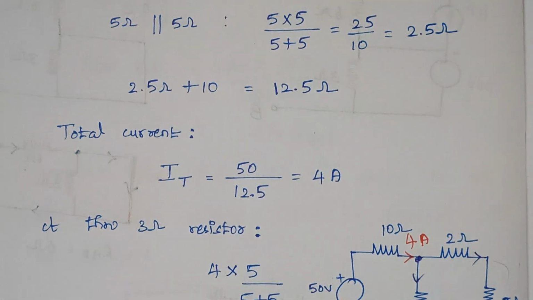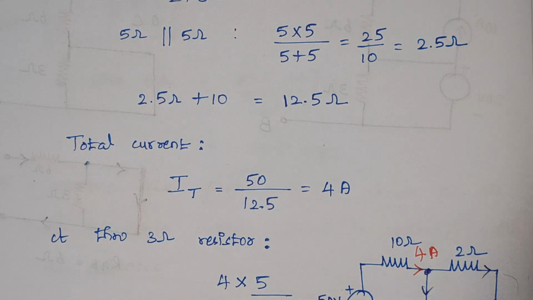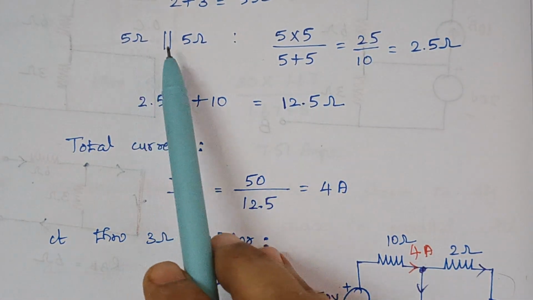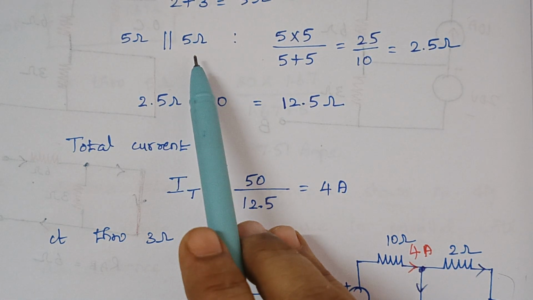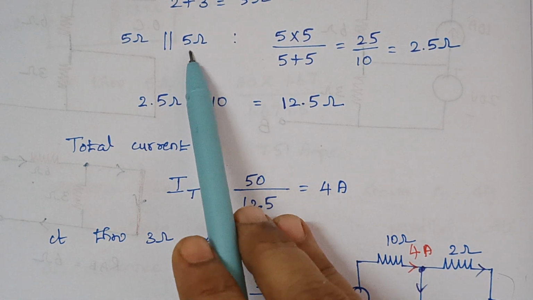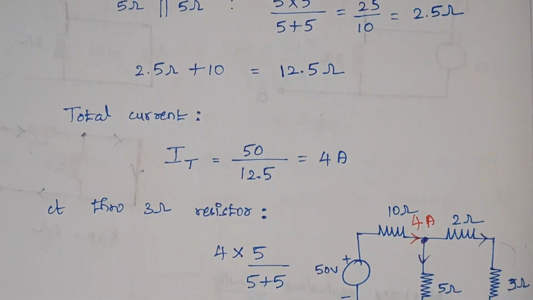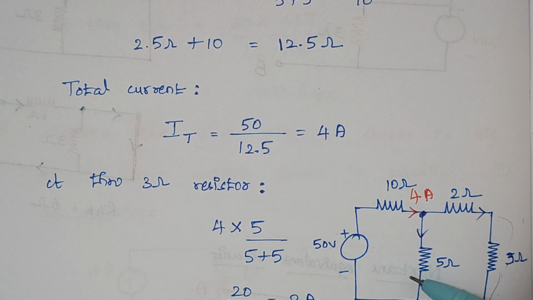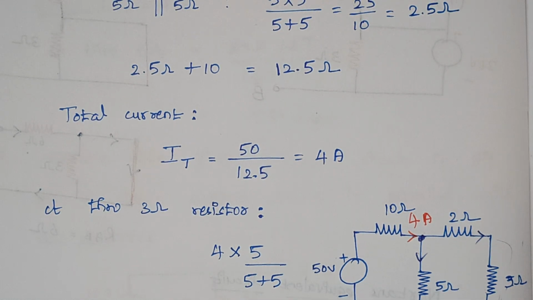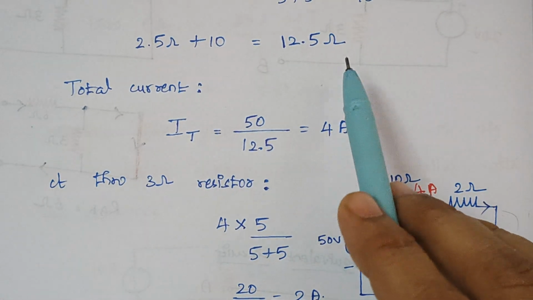So here the net resistance will be R1 into R2 divided by R1 plus R2, or else if we have the same value of resistors in parallel, then the net resistance value is half of its value, that is 5 by 2, here 2.5, right? Now that 2.5 ohm resistor comes in series with this 10 ohm resistance, right? So 2.5 plus 10 gives the value of 12.5. Therefore, the total resistance is 12.5 ohms here.